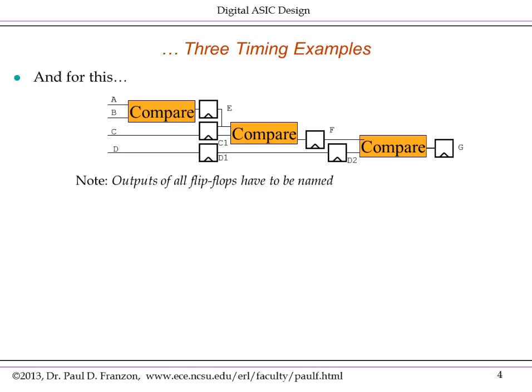We need these additional registers C1, D1 and D2 to keep the waves of data coherent. So we're always working on the same problem as the wave of data proceeds through the micro pipeline. You might recall a principle of RTL is that the outputs of all flip-flops have to be named because we have to assign them in a posedge clock block. So I've named these pipeline registers C1, D1 and D2.